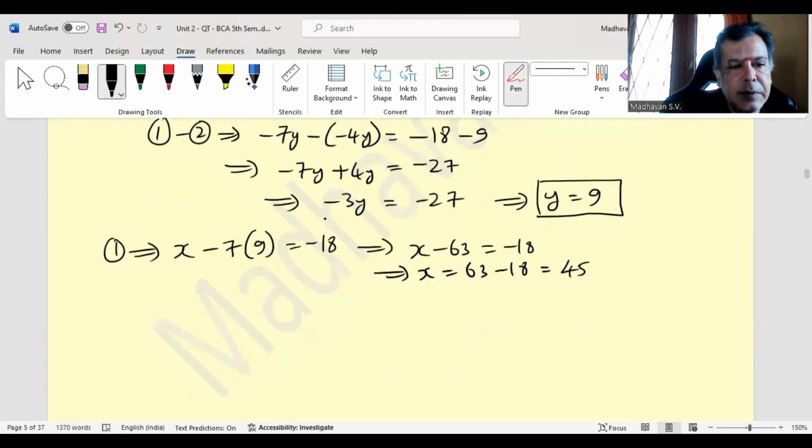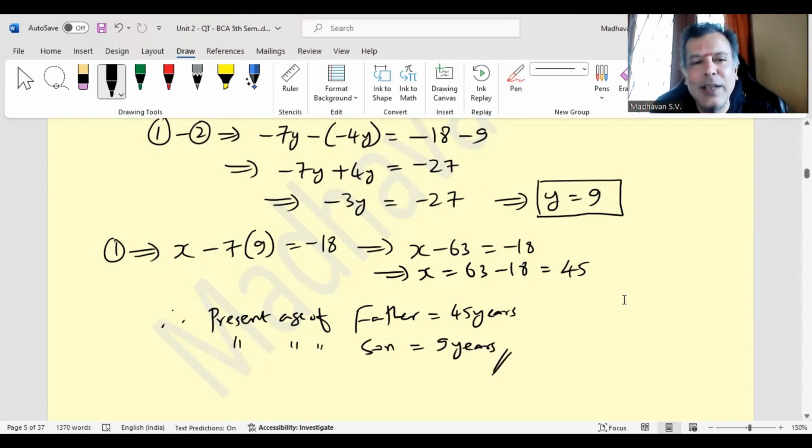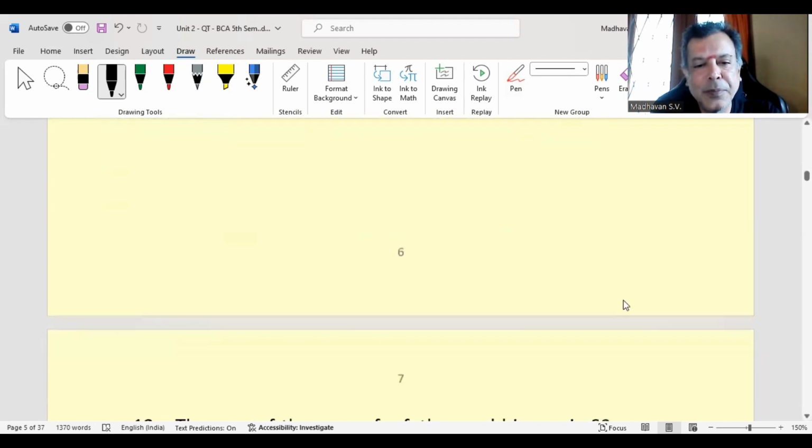Therefore, present age of father is 45 years and present age of son is 9 years. So that is the solution for this question. Let us move on to the next.